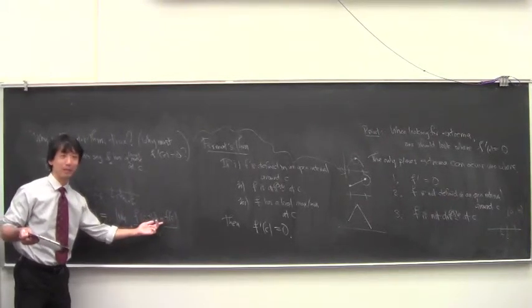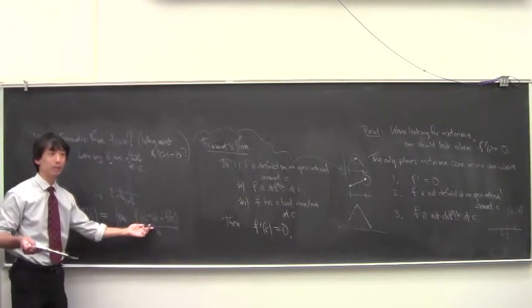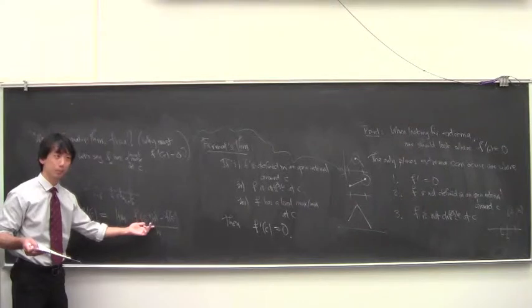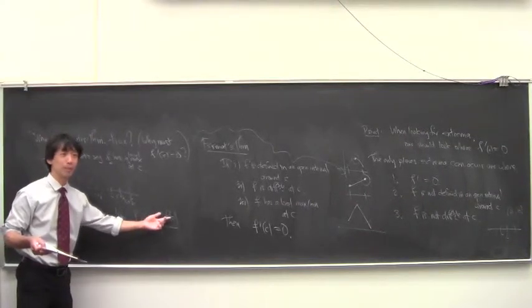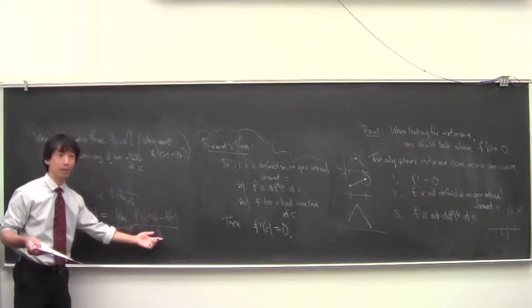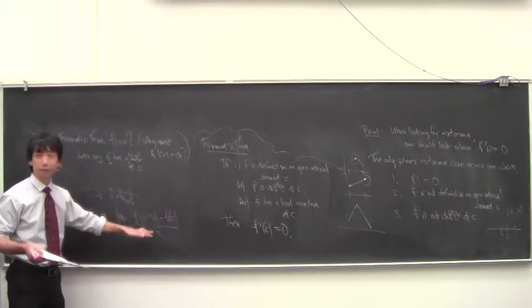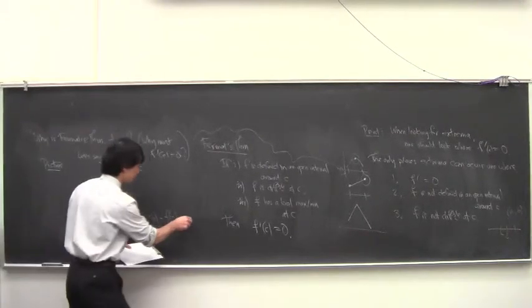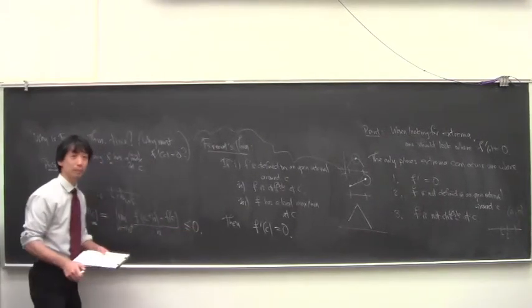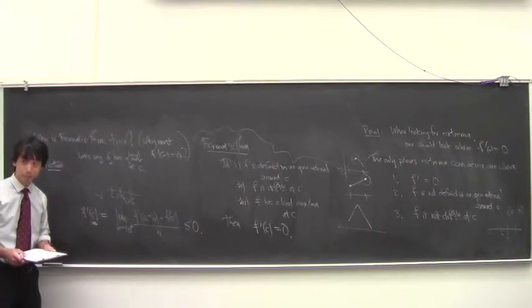What can you tell me about f of c plus h minus f of c? If f of c is the biggest thing nearby, f of c plus h is smaller, and so you're taking something smaller minus something bigger, and you get a negative number, right? And then you're dividing by a positive number, right? So you've got a negative number over a positive number, so you know that this thing, whatever it is, is a negative number. Right? What am I going to say next?